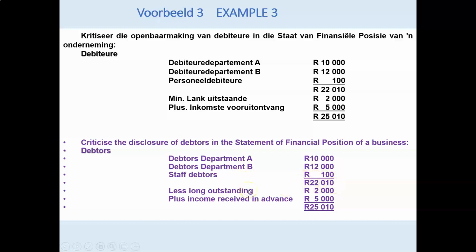Less long outstanding, what does that mean? Does that mean there's an allowance for credit losses? Does that mean that we've written off some debt? If we did write off some debt, we only would have shown trade receivables of 20,010. If we had an allowance for credit losses, we would have said less allowance for credit losses and then subtracted 2,000 from the 22,000. Okay, income received in advance. Is income received in advance part of trade debtors? Income received in advance, last time I checked, is a trade creditor. It should be part of the trade and other payables note. So that shouldn't be disclosed there. It's got a credit balance in any event.